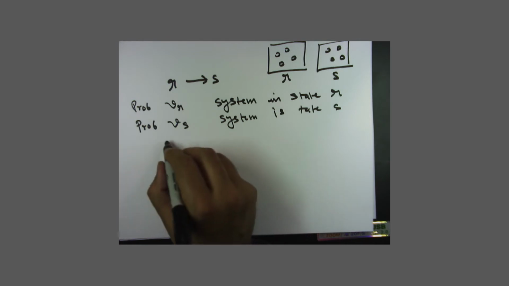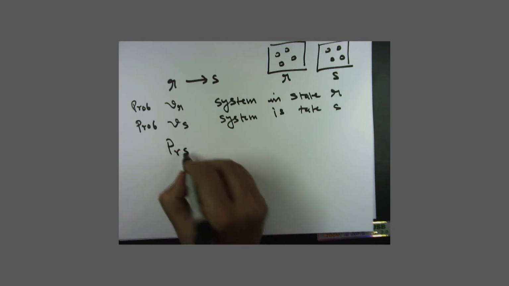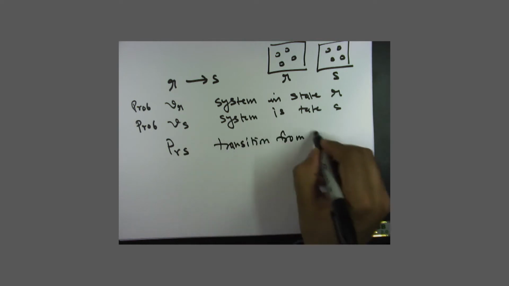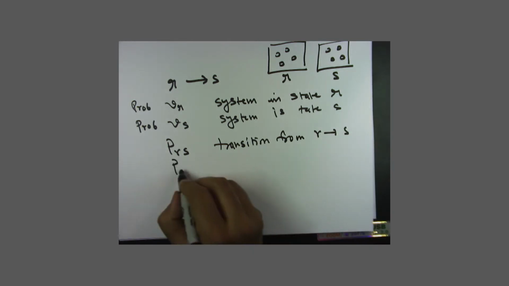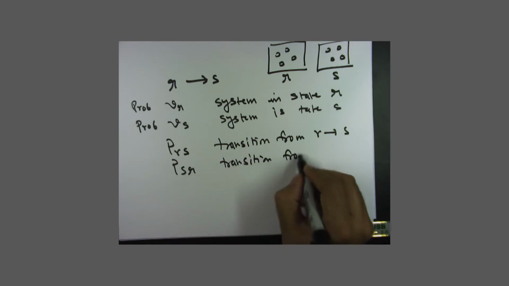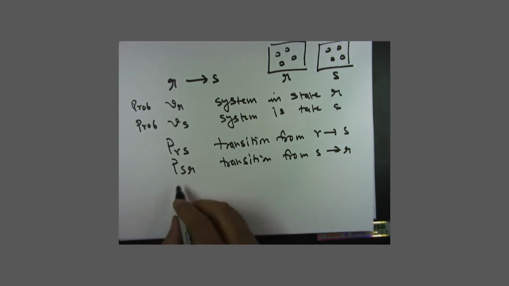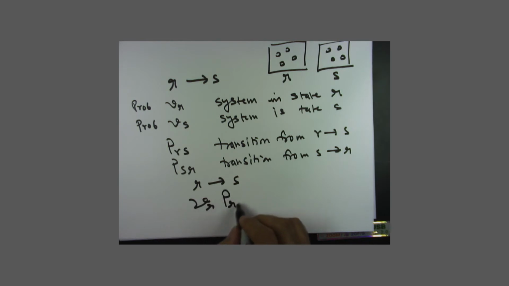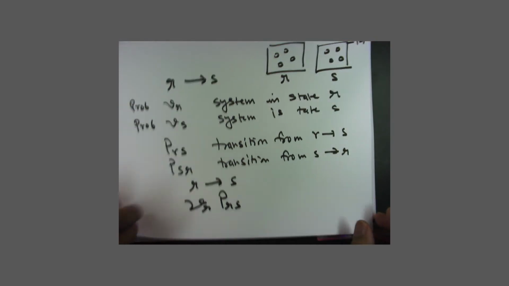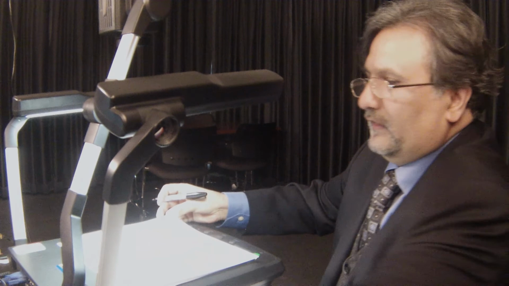So, let P R to S be the transition from R state to S, and P S R be the transition from S to R. If you look at the transition probability for V R to go to S, let us look at R going to S. It becomes V R multiplied by P R S. So, we get that. Let us call this our first slide, and then we go to the next one.